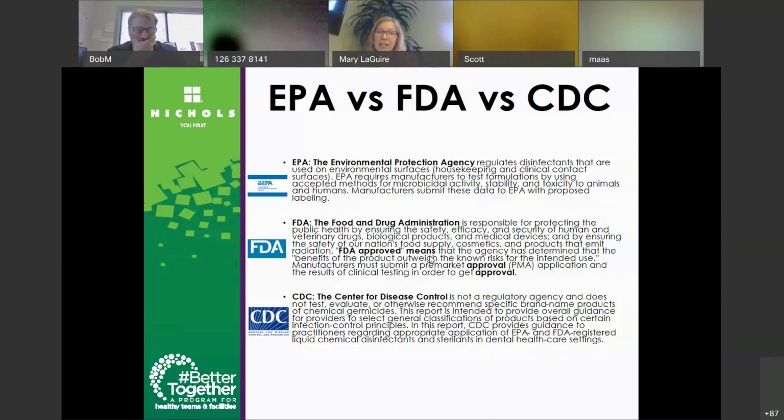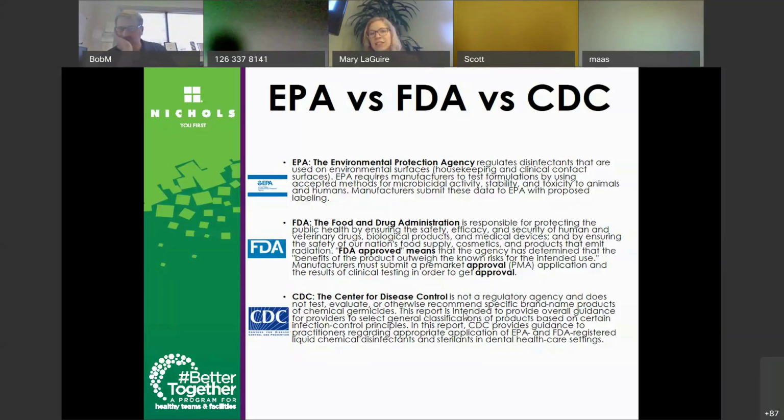The FDA, Food and Drug Administration, is responsible for protecting the public health by ensuring safety, efficacy, and security of human and veterinary drugs. So you'll often hear that hand sanitizer is FDA approved, and that is a correct statement because that is actually going on your skin. So the FDA approves the hand sanitizer that we use. So it's very important to make sure that it has that approval.